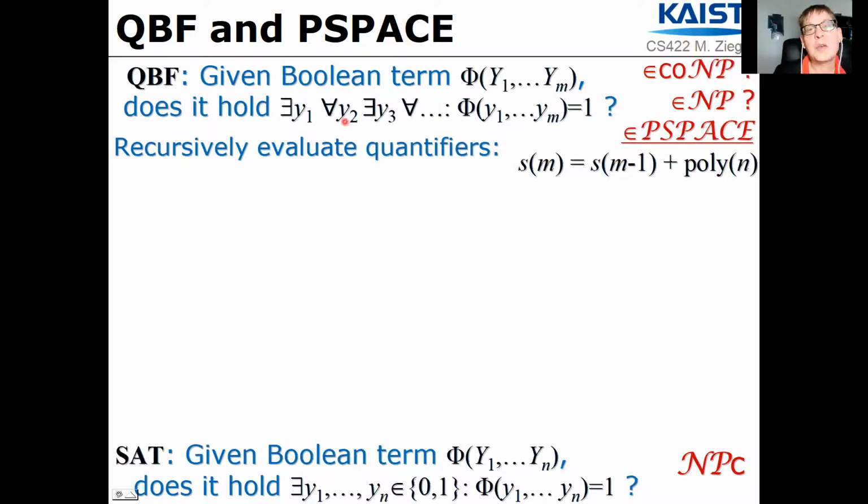So the universal quantifiers here are associated with the variables of even index, whereas the existential quantifiers are associated with the variables of odd index. So if m, the number of variables, is even, then the last quantifier is a universal one. If m is odd, then the last quantifier is an existential one. But again, that doesn't really matter.